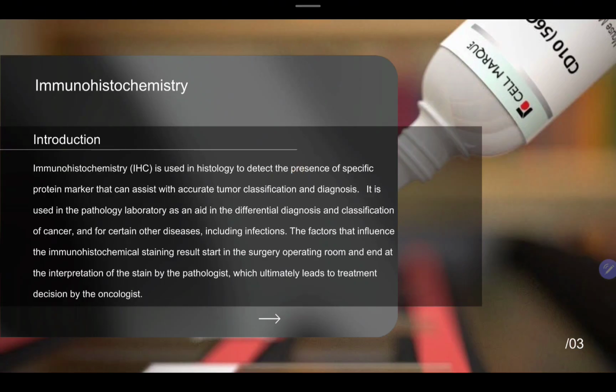So ito po yung sinabi ko kanina, histology to detect the presence of specific protein markers that can assist in accurate tumor classification and diagnosis. Remember po that the factors that influence the immunohistochemical staining result starts in the surgery operating room and end at the interpretation of the stain by the pathologist, which ultimately leads to the treatment decision by the oncologist. So nakita po ninyo sino-sino yung mga tao involved, si surgeon, si pathologist, and then si oncologist.